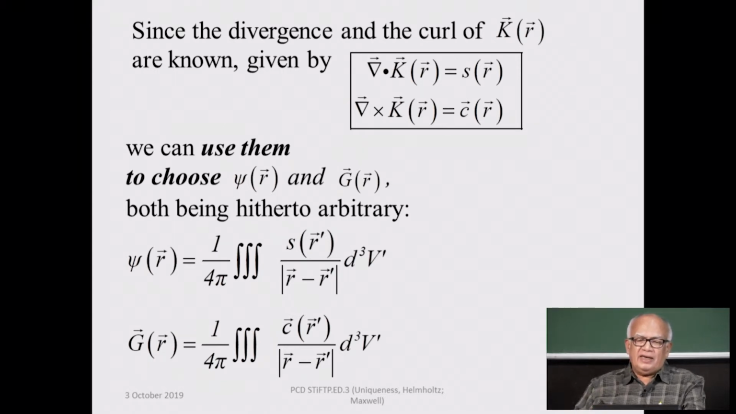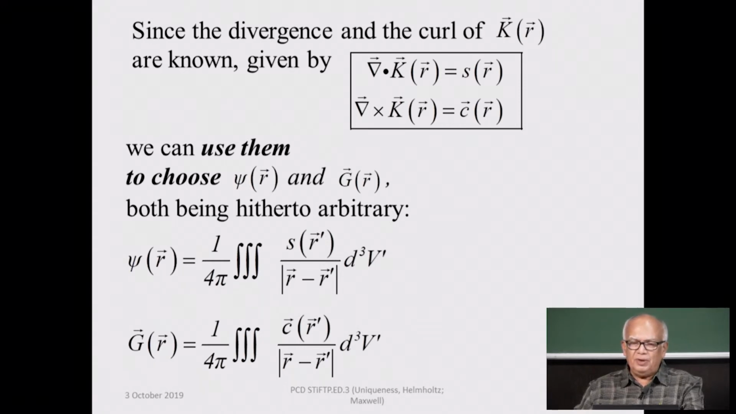So, the left hand side can be constructed from the right hand side in any mathematical equation. On the right hand side, you have got an integral involving integrands which are defined in terms of known functions S and C. So, there is no difficulty constructing the integrations on the right hand sides, and therefore, you can construct psi and G.